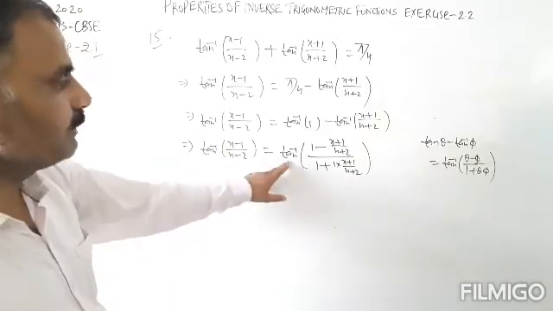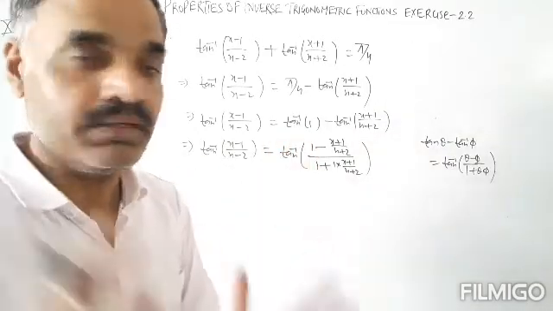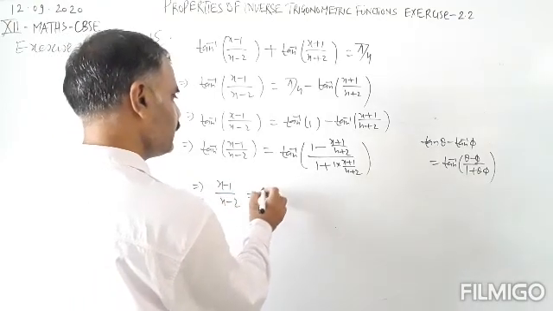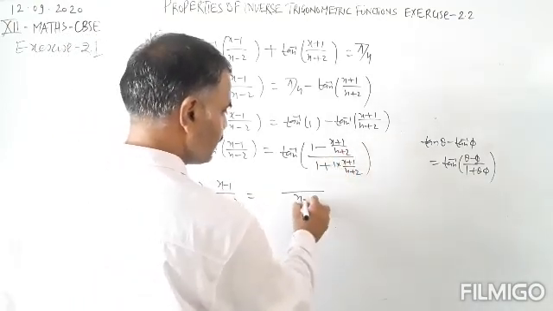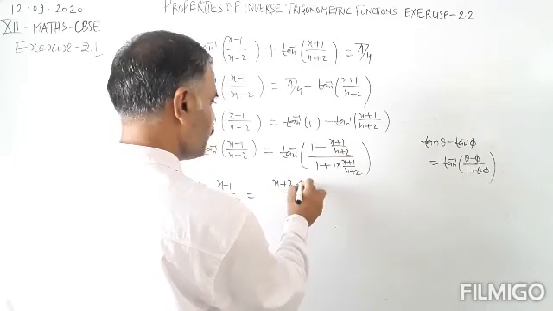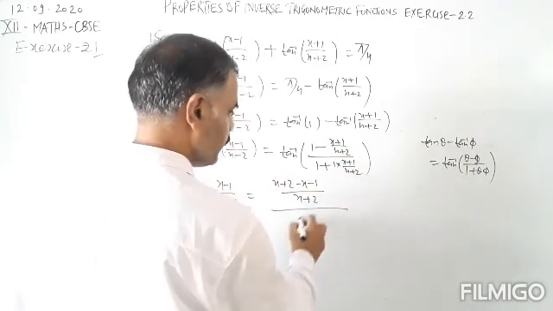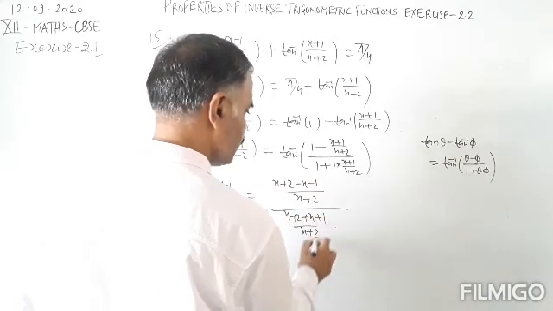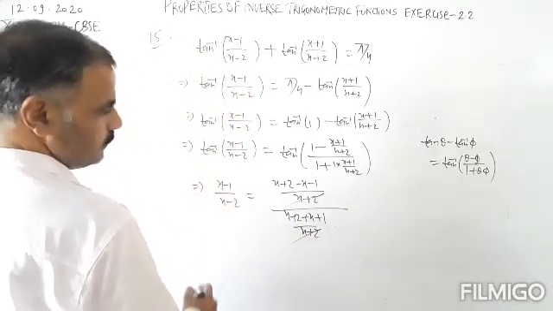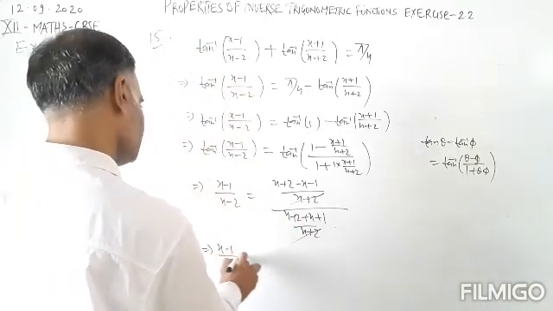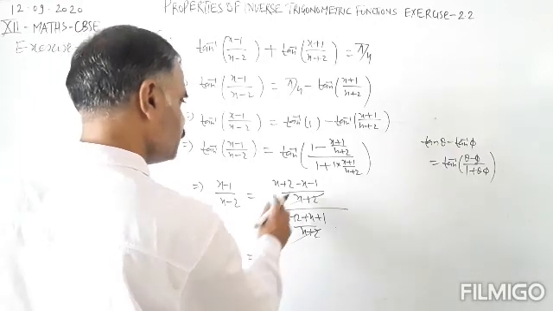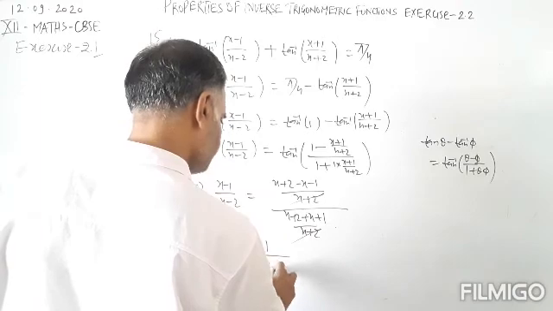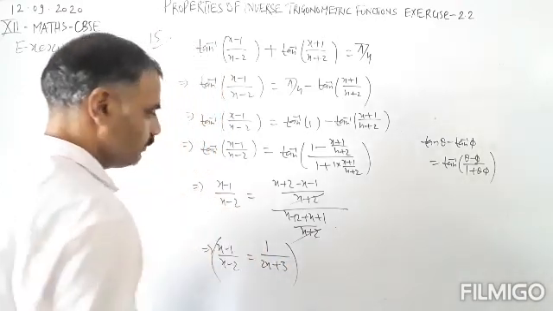Now tan inverse will cancel tan inverse. So x minus 1 upon x minus 2 equals, taking x plus 2 as LCM, x plus 2 minus x minus 1 upon x plus 2 plus x plus 1. The x plus 2 will cancel. So x minus 1 upon x minus 2 equals 1 upon 2x plus 3.